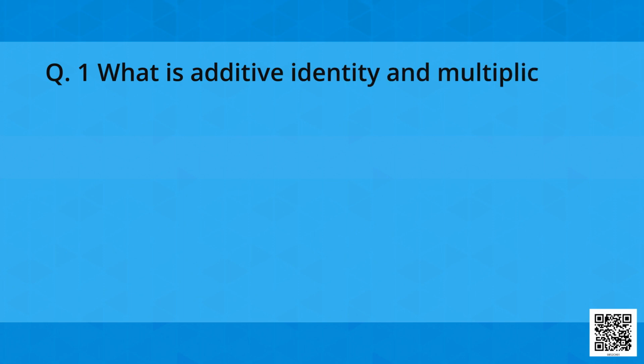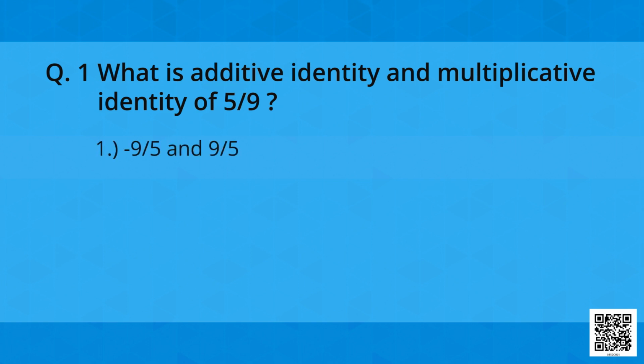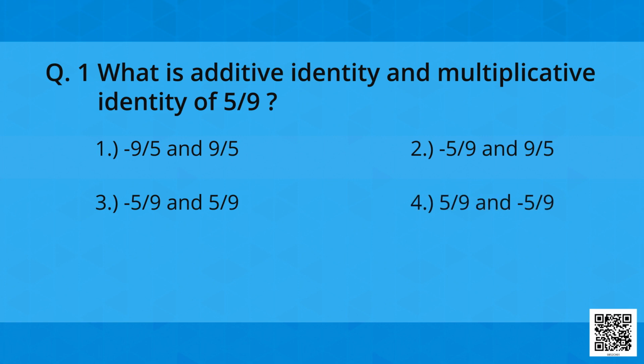Now let us do a question. What is the additive identity and multiplicative identity of 5 upon 9? Your options are: first, minus 9 upon 5 and 9 upon 5. Second option is minus 5 upon 9 and 9 upon 5. Third option is minus 5 upon 9 and 5 upon 9. And fourth option is 5 upon 9 and minus 5 upon 9. Think carefully. I will tell you the answer of this question at the end of the video.